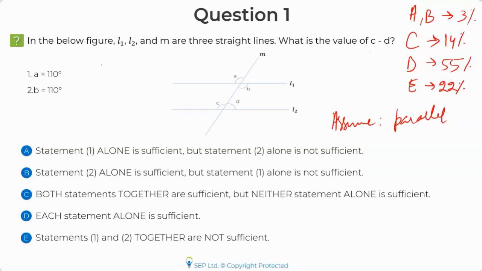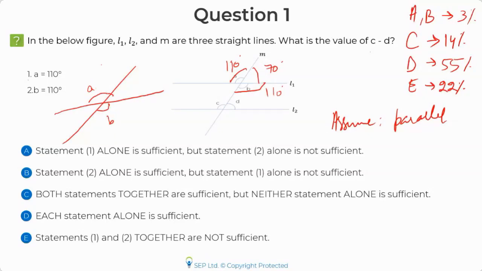Now, if I look at statement 1, it tells me that A is 110. It only tells me that A is 110. Now, A is 110. This is fine. All I can infer from this is that this angle is 70 degrees because it is on a straight line. And I can also infer that angle B is 110 also, because they are vertically opposite angles, right? I don't need to know anything else.